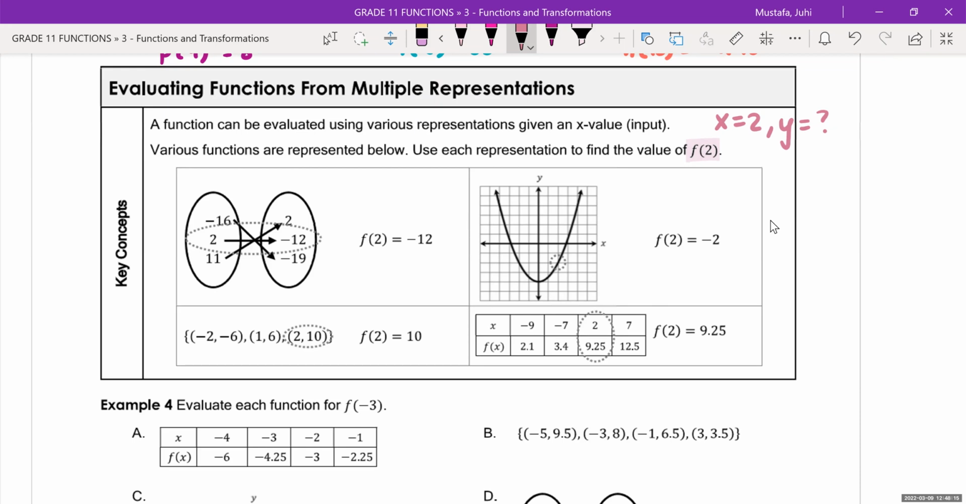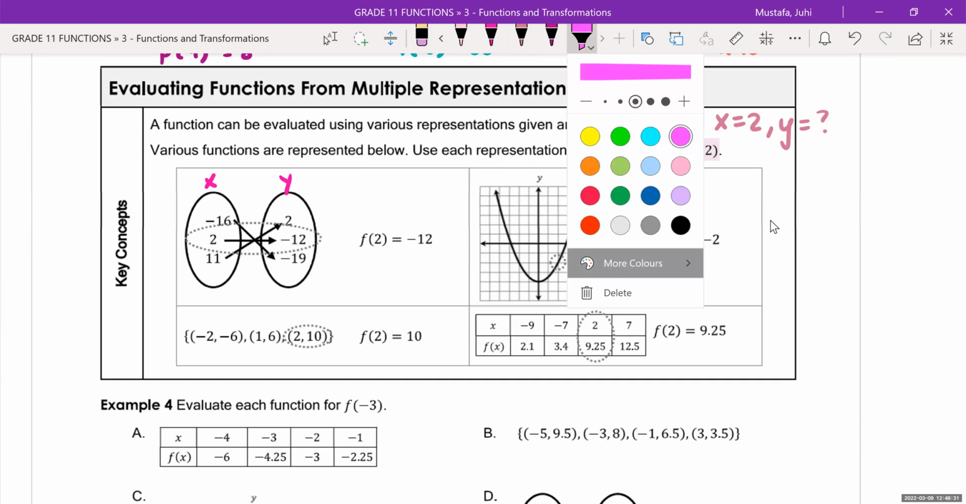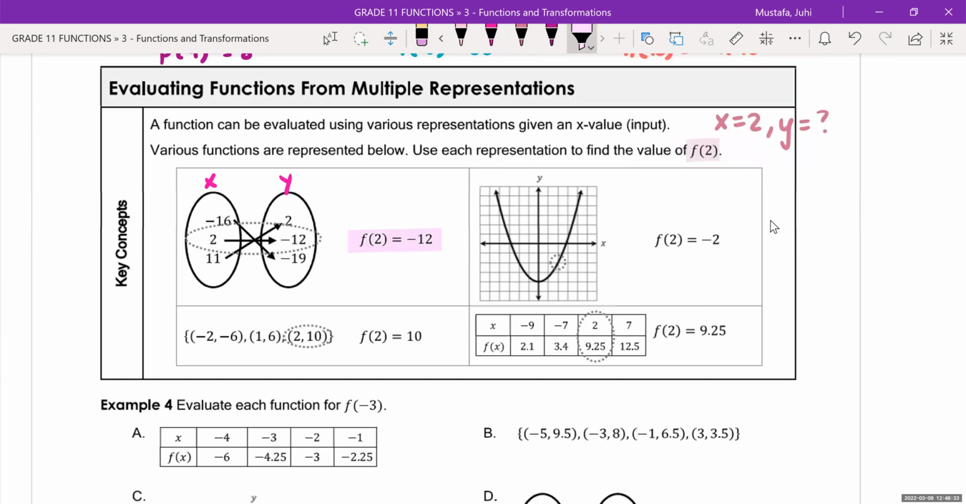So they've already done the work. In a mapping, this side represents your x, this side represents your y. So they figured out that when x is equal to 2, y is equal to -12. Just be familiar with how they write it down. They wrote f of 2 is equal to -12. In the graph, when x is equal to 2, you just go down until you find where the parabola is sitting. And in this case, f of 2 is just equal to -2.